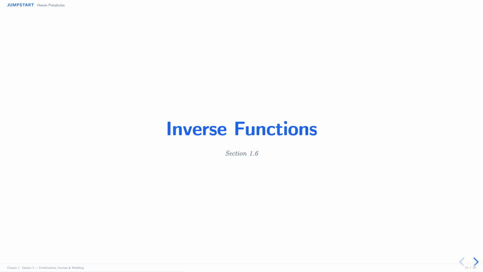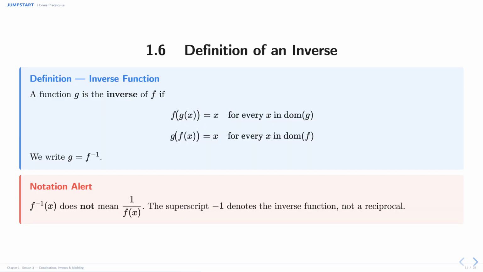Now let's transition to inverse functions. If a function takes an input to an output, can we reverse the process and go from output back to input? An inverse function is defined as a function g that undoes the effect of function f. This means that f of g of x equals x for every x in the domain of g, and g of f of x equals x for every x in the domain of f.